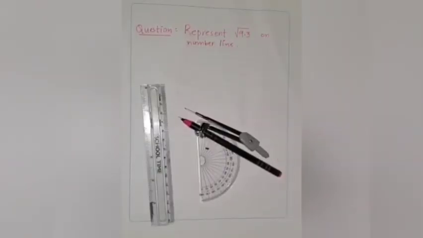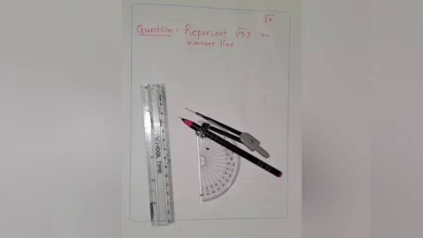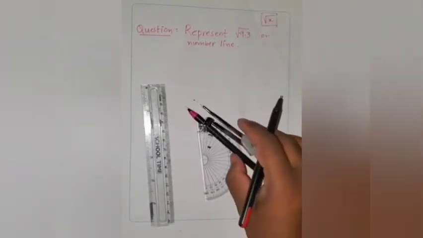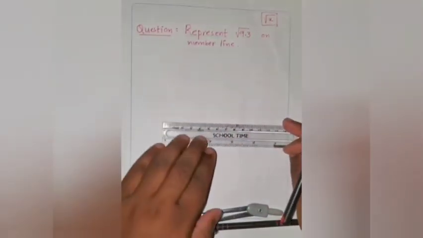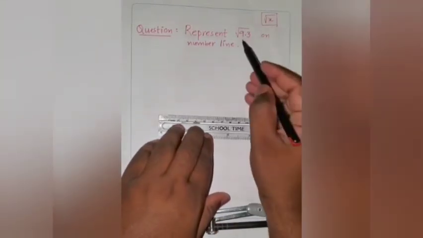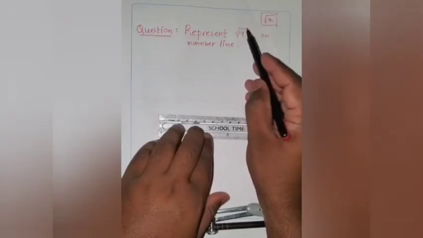My dear students, let us learn today how to represent under root 9.3 on the number line, or under root any number x on the number line. The method would remain the same. Now, the very first step of representation is to draw a line segment which is equal to the length of the number given under root. So here the number that I have to represent is under root 9.3.